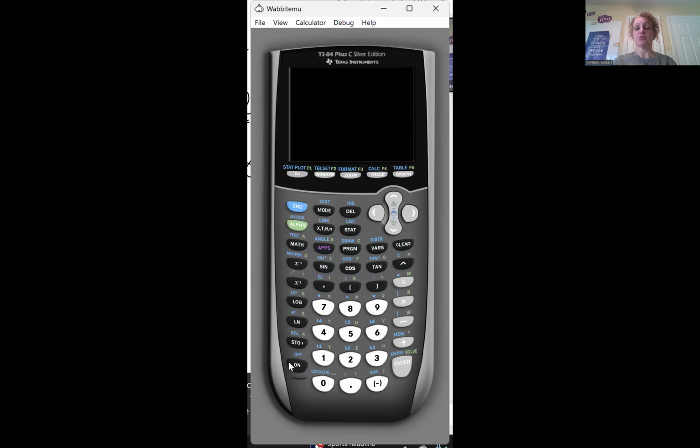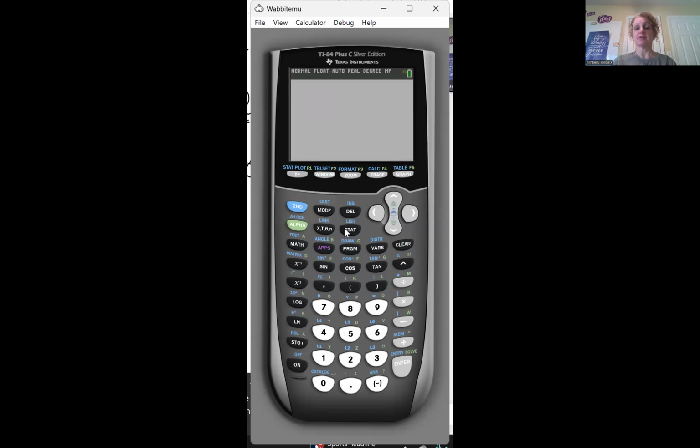And you could just go into stat, and edit. Okay, so I've already put all the data in there, all my zeros, my ones, my twos, my threes, my fours, my fives, my sixes. You could also use L1 and L2 if you want to, and do it as two variable statistics, like a frequency.